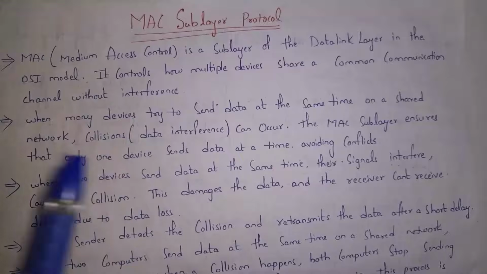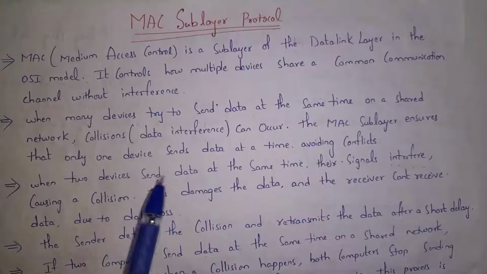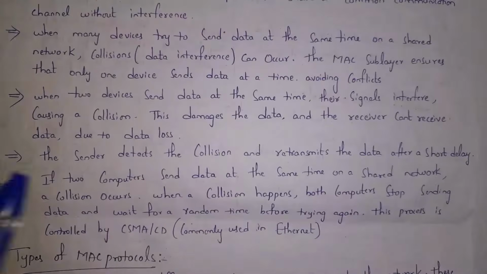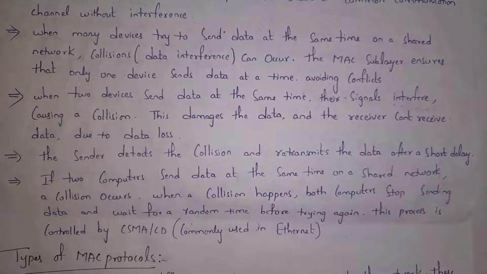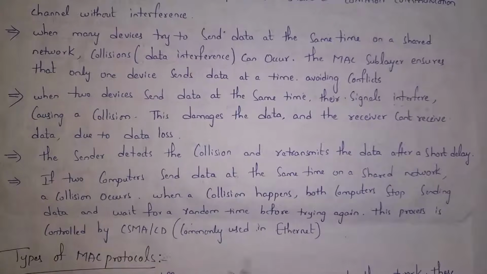When two devices send data at the same time, due to signal interference, collision will occur. This collision will damage data and the receiver cannot receive data due to data loss. Whenever collision occurs, data will be lost. Sender will identify collision and retransmit the data after a short delay. If two computers send data at the same time on a shared network, collision will occur. When collision happens, both computers will stop sending data and wait for some random time before trying again. Sending data at random time is done by CSMA CD protocol.